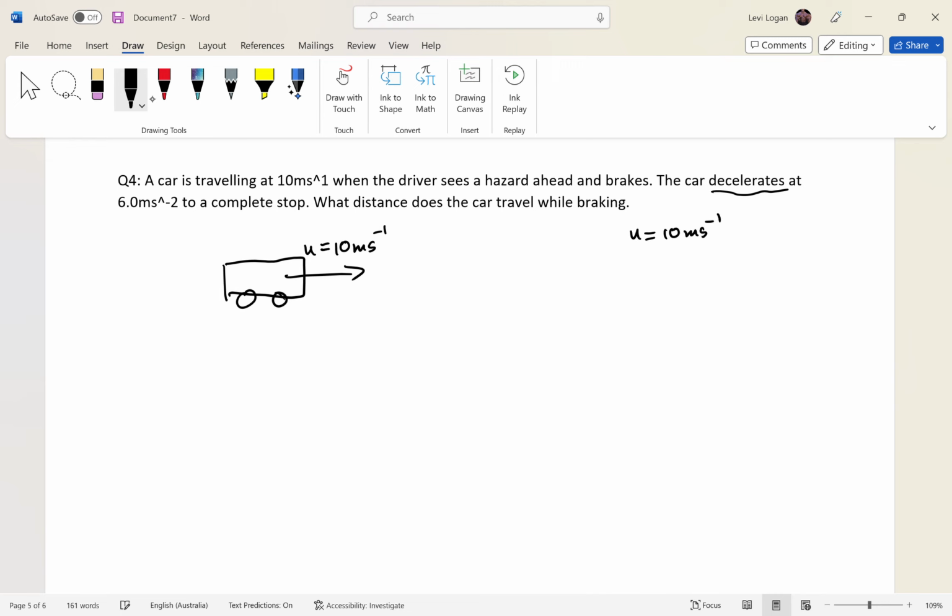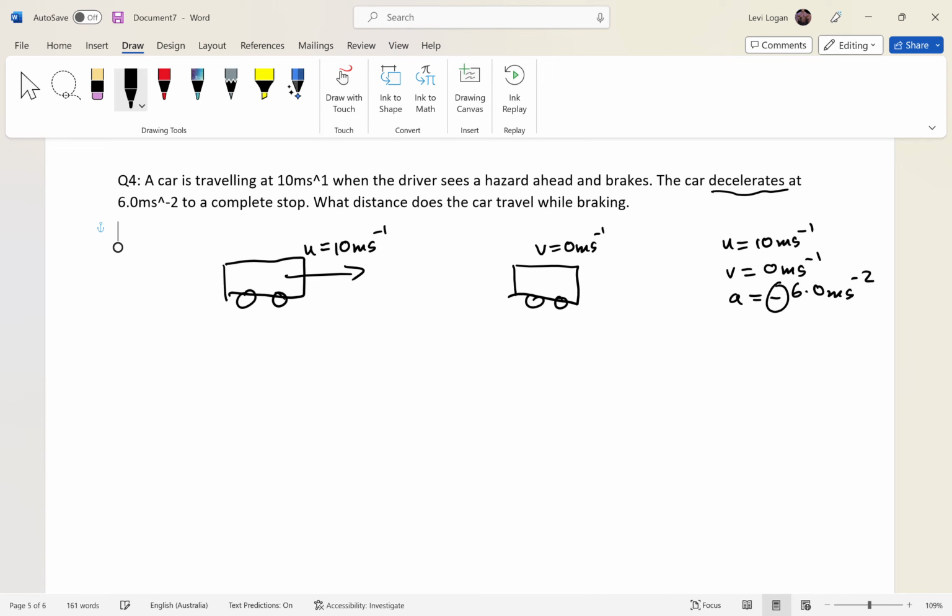It's going to decelerate because it's going to come to a complete stop over here. So its final velocity is 0 meters per second. Our acceleration is going to happen in the opposite direction to the velocity vector. So v equals 0 meters per second, and therefore our acceleration is negative 6.0 meters per second squared. I use the different sign because it's going in the opposite direction to this, which makes sense numerically and when you think about it as well.